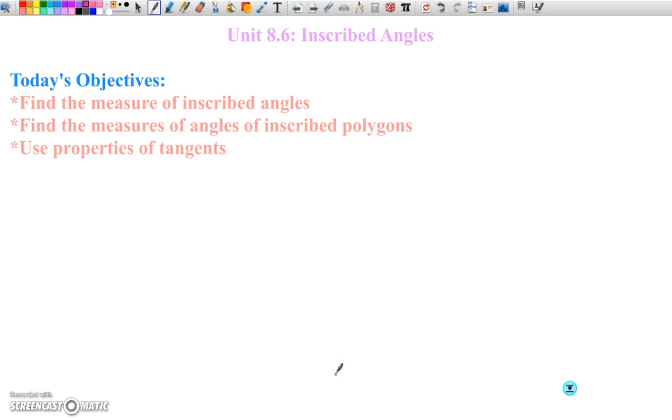In the last section, we talked about central angles, which were angles with their vertex on the center. And in this section, we're going to talk about inscribed angles, meaning that their vertex is on the circle. We've talked about the idea of things being inscribed before, but now we're going to actually work with their measurements. So we're going to find the measure of inscribed angles, talk about inscribed polygons, and also do a little bit with some tangents.